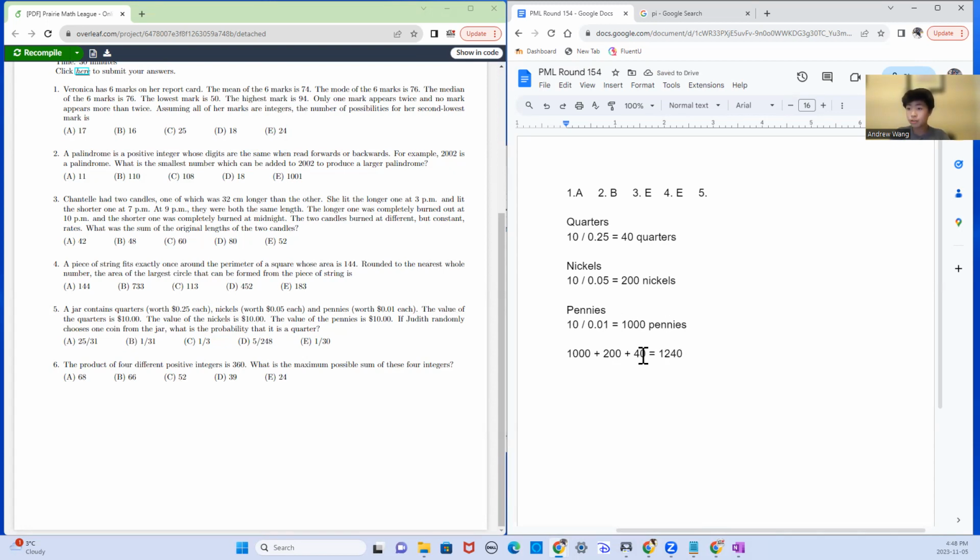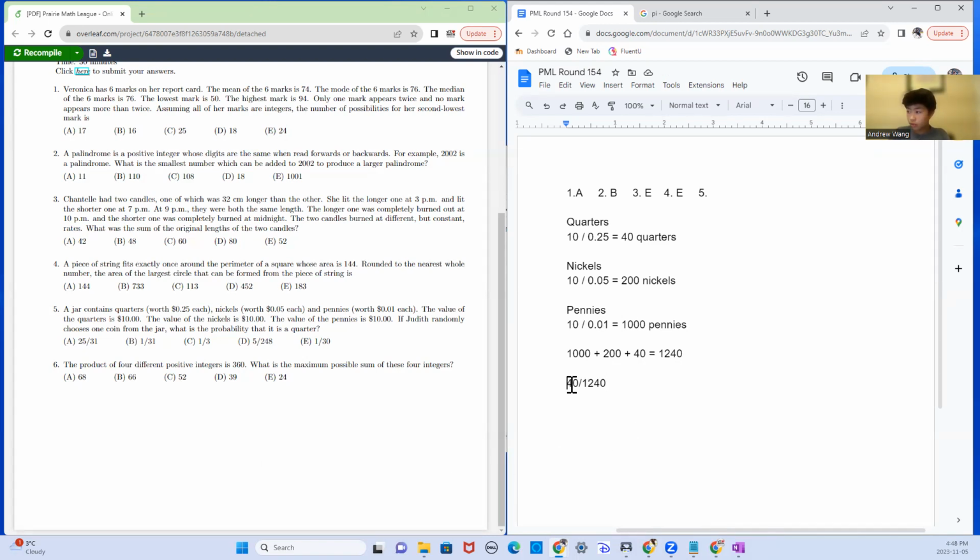So if Judith randomly chooses one coin from the jar, what is the probability that it's a quarter? These are all the coins, and there are 40 quarters. So out of the 1,240, there are only 40 quarters. So 40 out of 1,240 total coins are quarters.